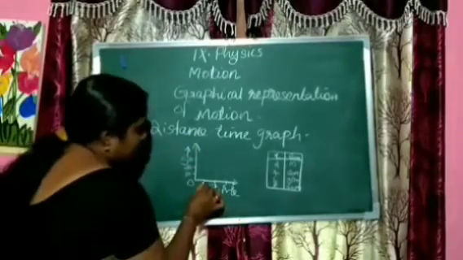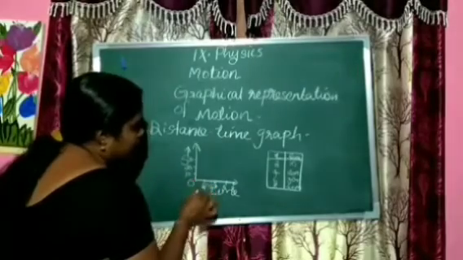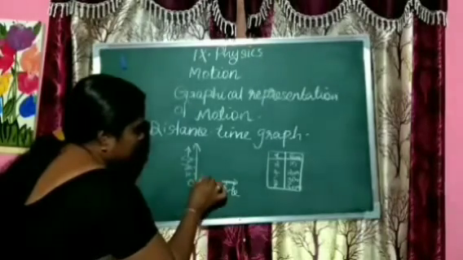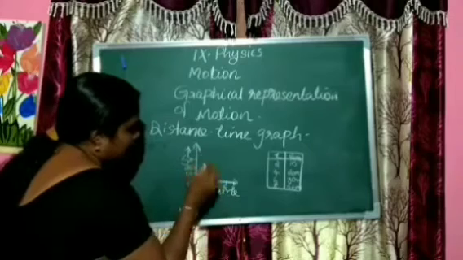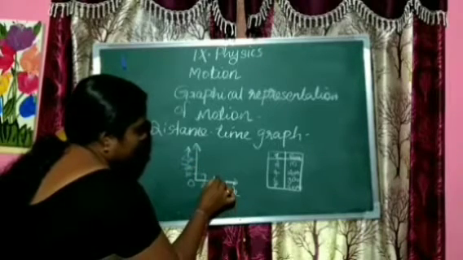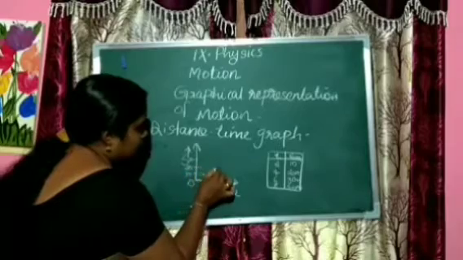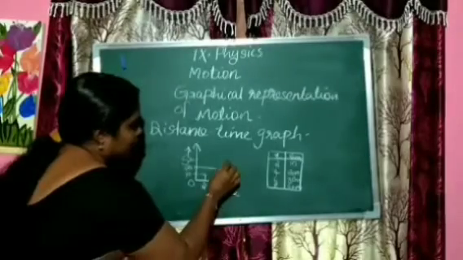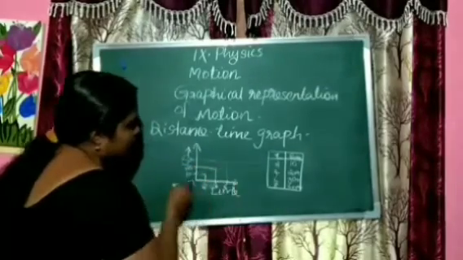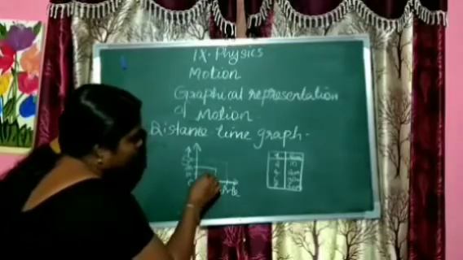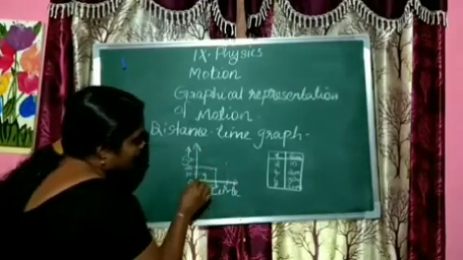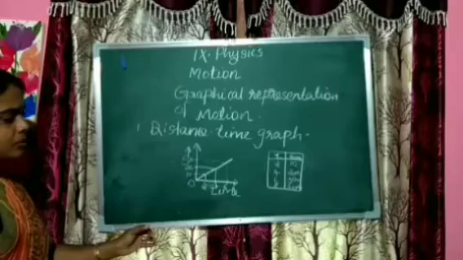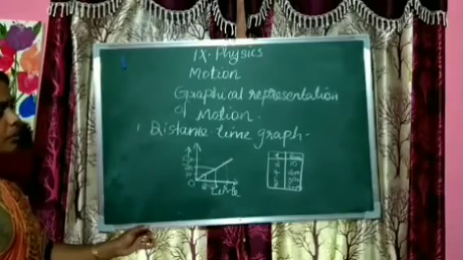The motion is started from here at rest, and after 2 seconds the position of the object is at 10 meter. After 4 seconds, the object is at 20 meter. Then after 6 seconds, the object is at 30 meter. So these all are the points. When we join all these points, we will get a straight line. So the distance time graph can be plotted like this.